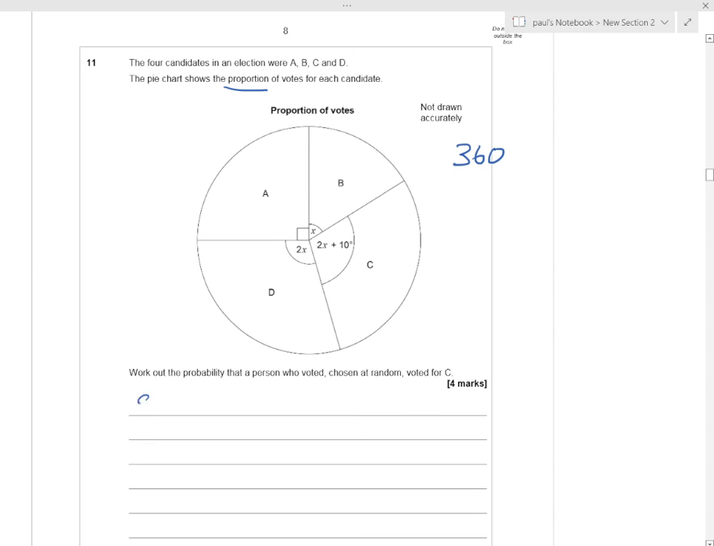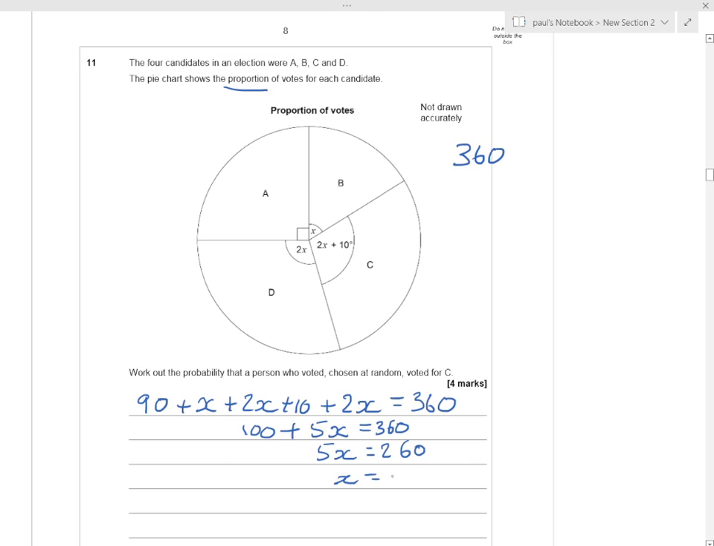Right, so A is 90, B is X, C is 2X plus 10, and D is 2X, and that all equals 360. So we need to tidy this up a bit, don't we? So we've got 90 and 10 is 100, and how many X's have we got? We've got 5X. So 5X plus 100 equals 360. Take away 100, 5X equals 260, and then divide by 5. 260 divided by 5 is 52. So X is 52.